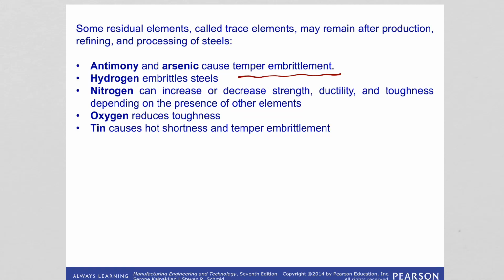And hydrogen embrittlement, we talked about this, so we don't want hydrogen because it can stay inside and cause porosities and therefore cause brittleness in the structure. Nitrogen can have different effects, like it can increase or decrease strength, ductility, and toughness depending on the presence of other elements. Oxygen reduces toughness. Tin causes hot shortness and temper embrittlement. I think we talked about hot shortness.